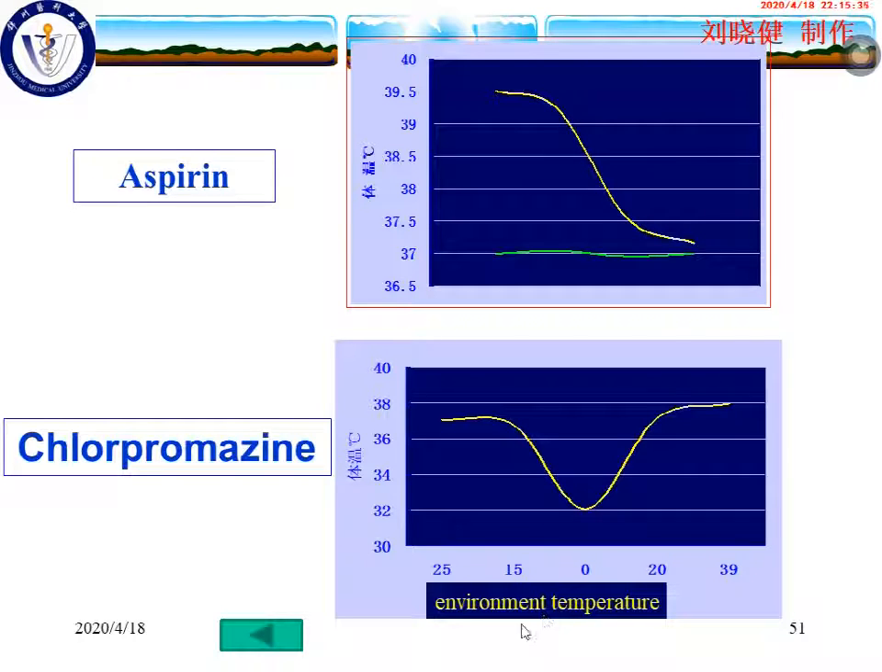If the environment temperature is higher than the body temperature, chlorpromazine also can increase the body temperature, even higher than the normal state. But aspirin just reduces the elevated body temperature to the normal state. When the body temperature has recovered to normal, aspirin cannot further alter the body temperature. So they are different.